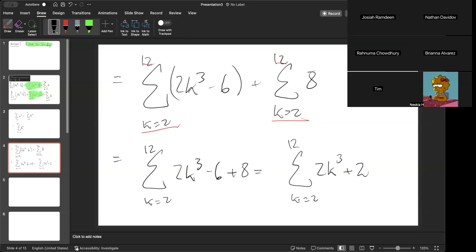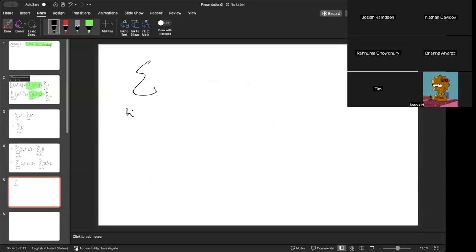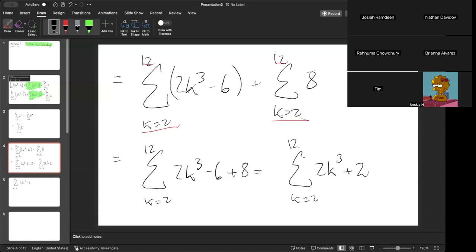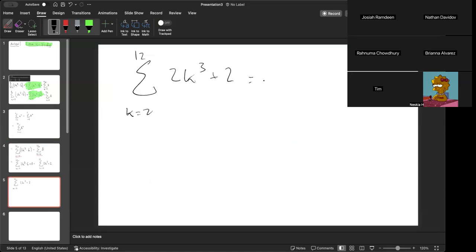But I want this to start at 1. So I'm going to rewrite this here: the sum from k equals 2 to 12 of 2k cubed plus 2. I want this to start at i equals 1. Well, then what's my upper limit going to be? Let's think. If from 2 to 12 there are 11 terms, that means from 1 to the upper limit there need to be 11 terms. So this is going to be up to 11.